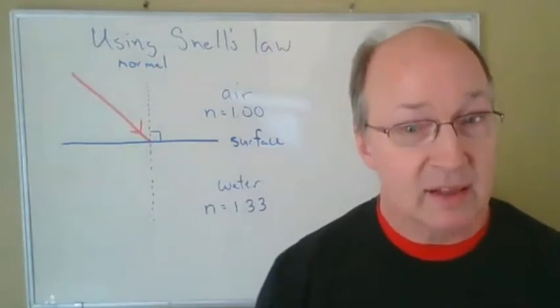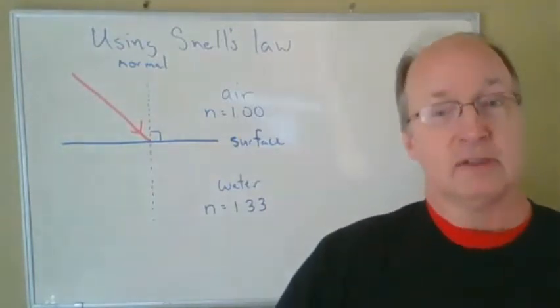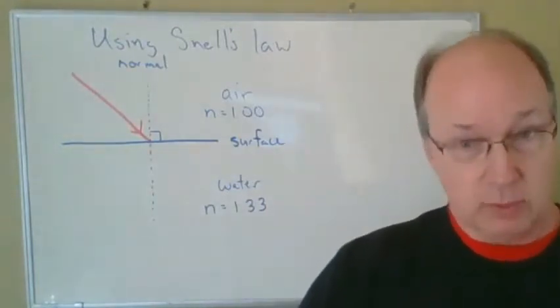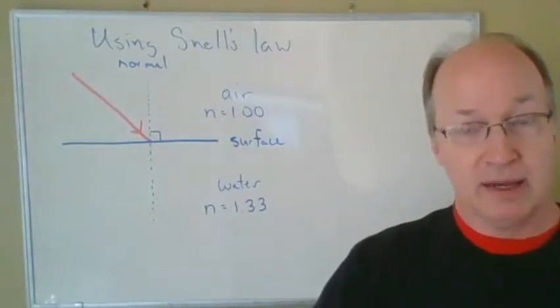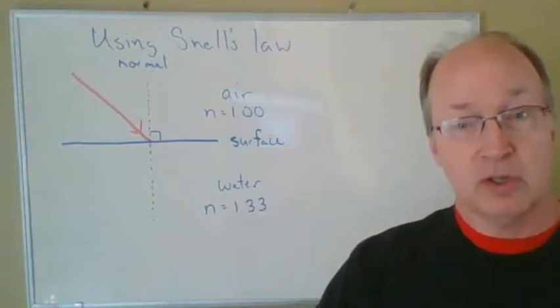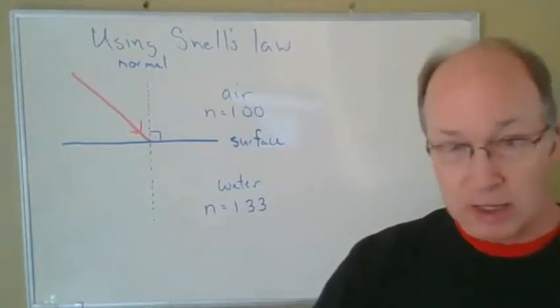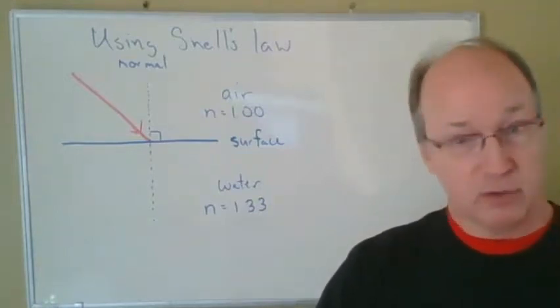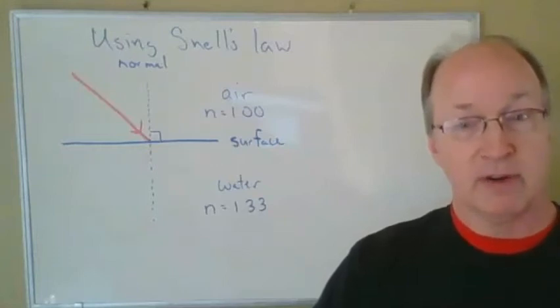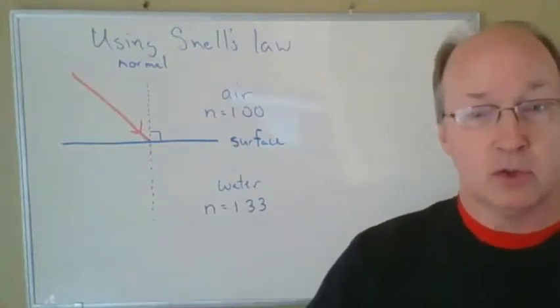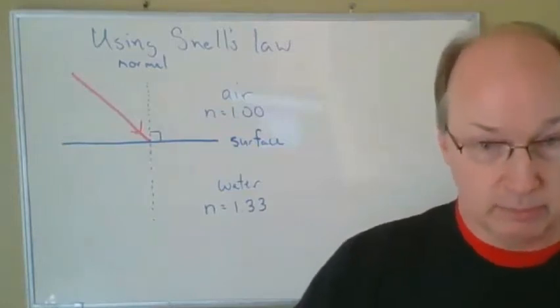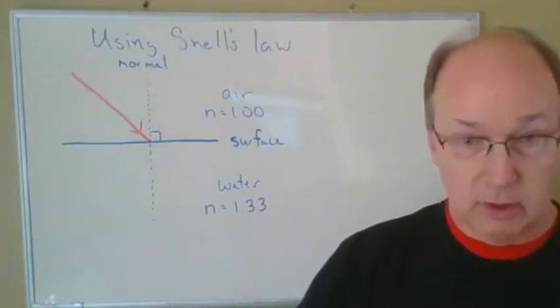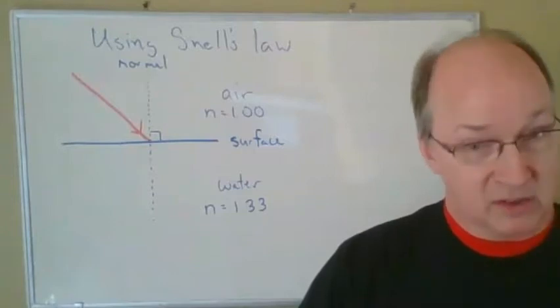Now, the reason that line is important is in refraction, when we're talking about the bending of light, we always describe how light bends with respect to the normal. We don't talk about it like it turns left or it turns right. We always talk about it very precisely. Does it bend towards the normal or does it bend away from the normal? Towards the normal or away from the normal?